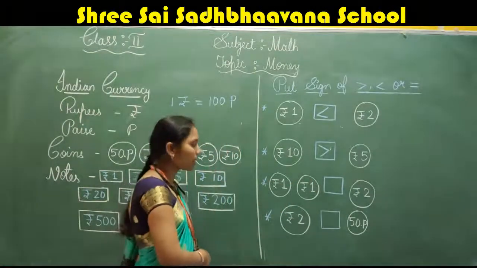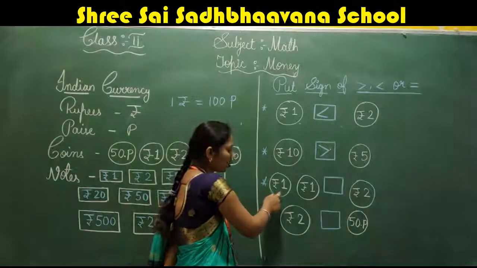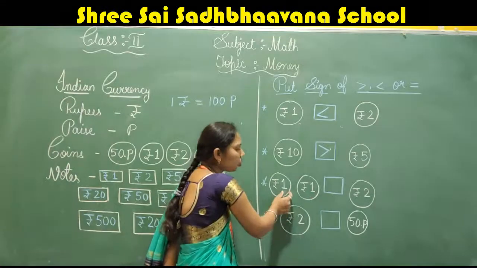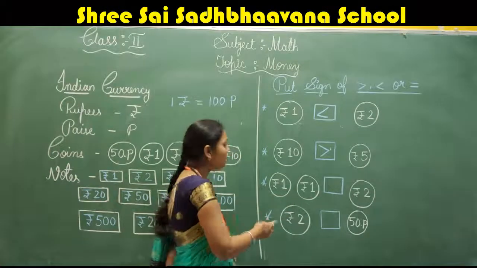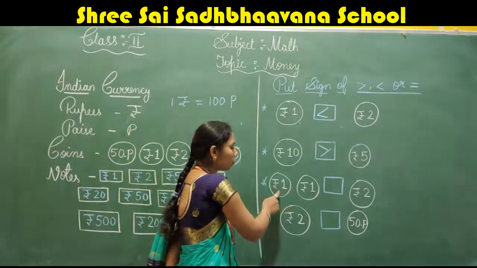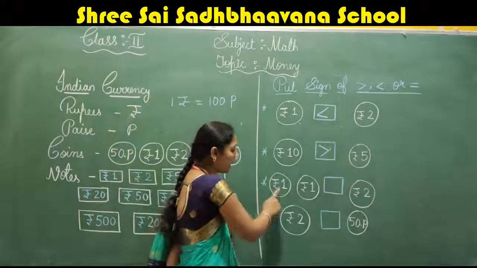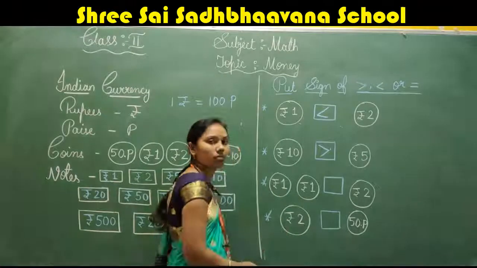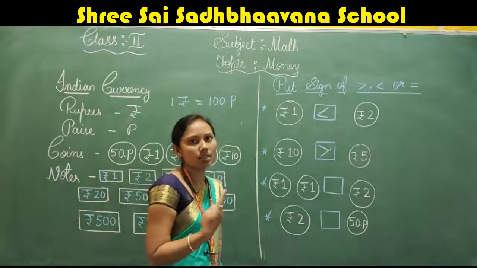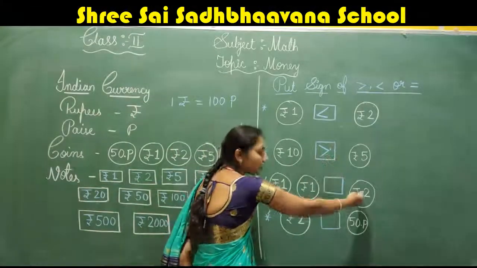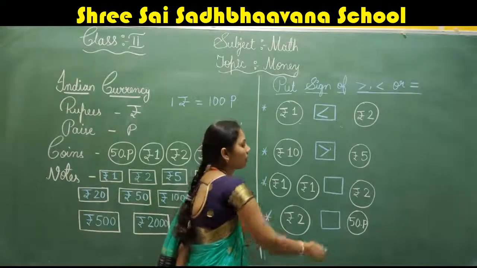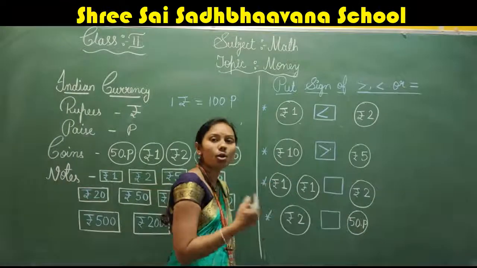Right, children? Next we have the coin of 1 rupee. Here we have two coins on one side, and the value of each coin is 1 rupee. See here, rupee 1, rupee 1. We have two coins here. On the other side we have only one coin, and the value of that coin is rupee 2.